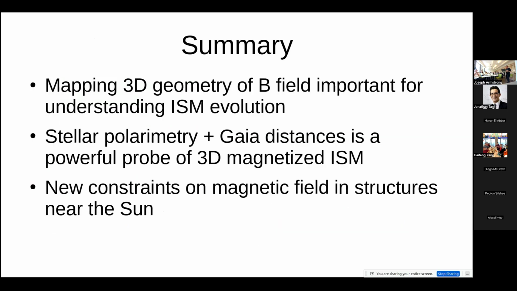All right, with that, I'll summarize. Hopefully you've learned something about how we can map the magnetic field geometry in the galaxy. It's a cool thing to do because we can learn about the ISM properties, maybe how clouds form, how the ISM evolves, how the magnetic field evolves for sure. Using stellar polarization and combining that with Gaia distances, we can start to make reconstructions of the magnetic field in 3D instead of having to rely on analytical, ad hoc models of the galaxy's magnetic field. And finally, I showed you one example of how we're trying to constrain the magnetic field properties of nearby features in the ISM. Okay, that's it.